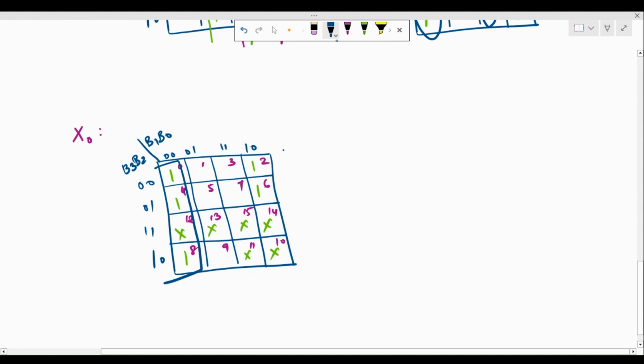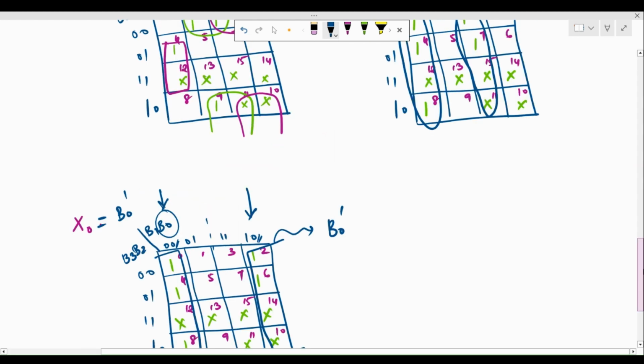Here we see this can be grouped as an octet because we can fold this Kmap along this vertical imaginary line, and the two ends would meet and lie adjacent to each other, and therefore this would form an octet. And the expression for this octet: it is spanning across all four rows, so therefore B3, B2 would change. It is spanning across these two columns, and here only B naught is the same. It is 0 in both the cases. So we'll keep it as B naught dash. So the expression for this octet, and therefore the expression for X naught, is B naught dash.